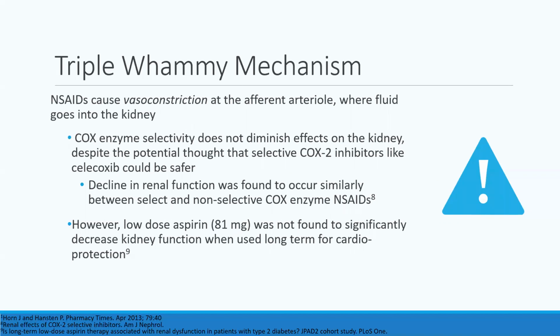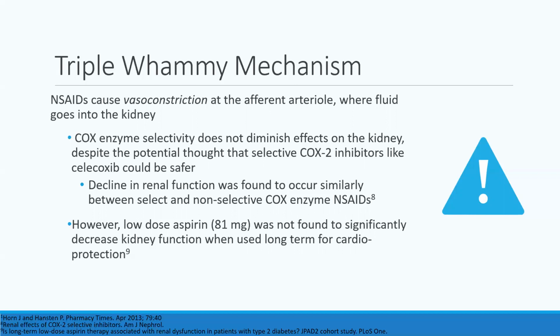So NSAIDs are causing vasoconstriction at the afferent arteriole, where fluid is going into the kidney. And as we said before, NSAIDs are blocking different COX enzymes than one another. However, their selectivity or non-selectivity does not diminish their effects on the kidney, despite the potential thought that selective COX-2 inhibitors like celecoxib could be safer.